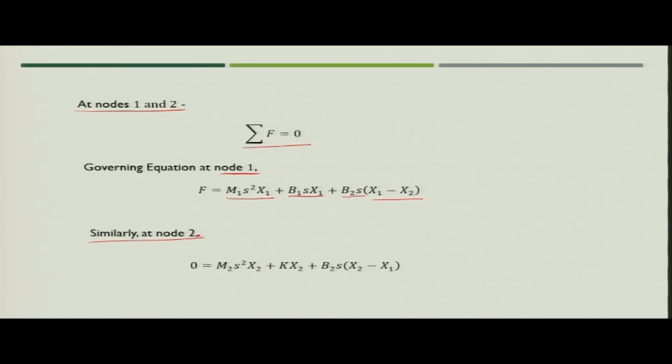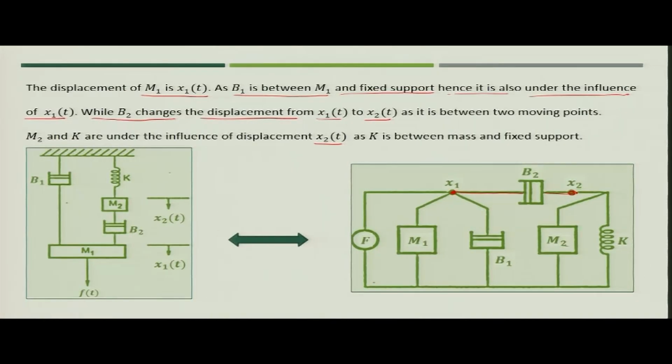Similarly, for node 2, what can you write? In case of node 2, we do not have any external force. So, the total sum of forces will be 0, and it will be equal to m2 s square x2 plus the k element you have.